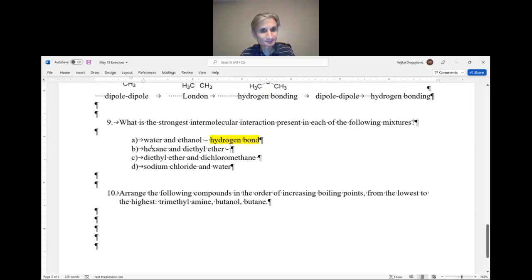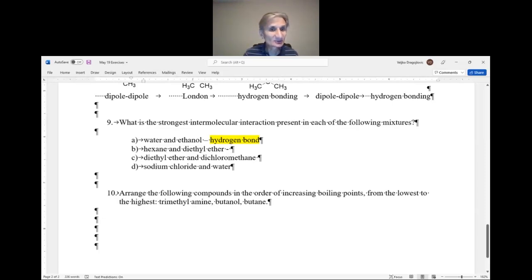Now next one, hexane and diethyl ether. So hexane is non-polar. So the strongest interaction is London interaction. That's it. There is nothing stronger than that. Diethyl ether is polar, but no hydrogen bond. It can only be dipole-dipole. So now we have hexane, which is London, pretty weak, and diethyl ether, that's dipole-dipole.